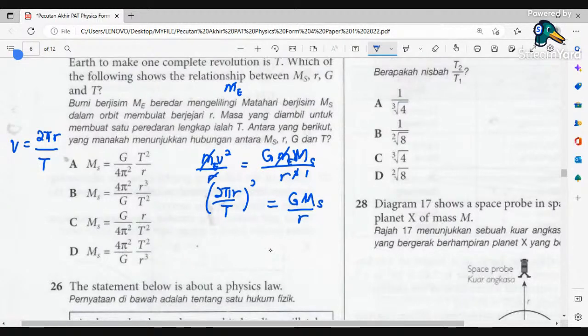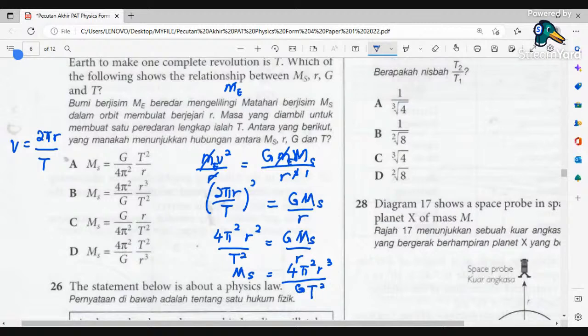Open the bracket: 4 pi squared r squared divided by T squared equals GMs over r. Make Ms the subject. Bring r to here, combine with this one, it becomes r cubed, and then G goes down here. So you will get 4 pi squared r cubed divided by G T squared. So I will get the answer B.